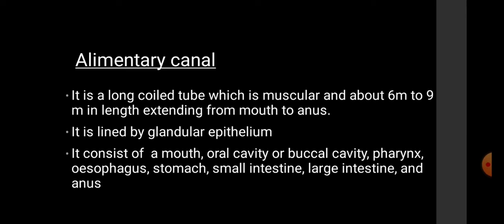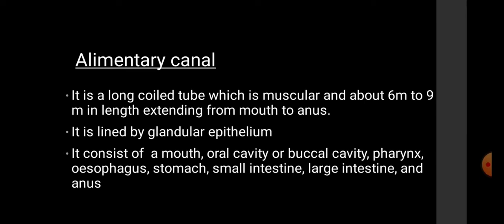The alimentary canal is a long coiled tube which is muscular and about 6 meters to 9 meters in length, and it extends from the mouth to the anus. It is lined by glandular epithelium. Glandular epithelium means epithelium which has glands and secretes some secretions. The whole alimentary canal is lined by glandular epithelium.